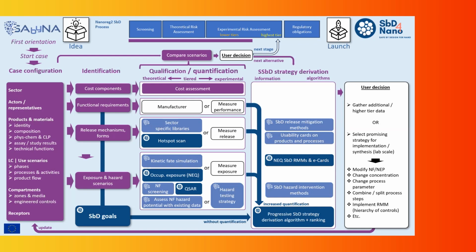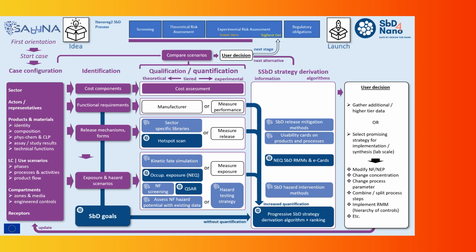And very early in your design, you can from these, just by the identification of the SBD goals, go already very early to the provided modules from SBD for Nano and Sabina to get an early indication what potential strategies might be there. Of course, often you will first then make a decision on gathering additional information before implementing anything, you know?